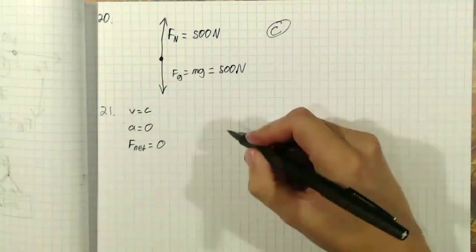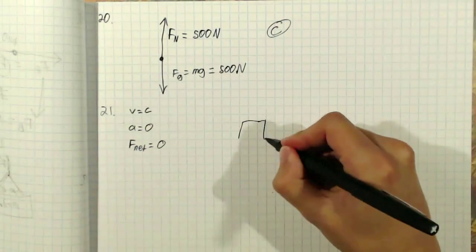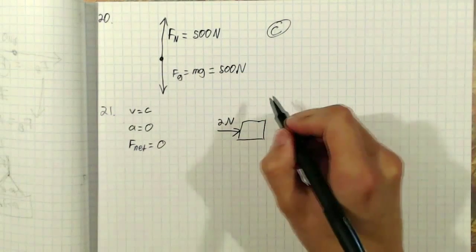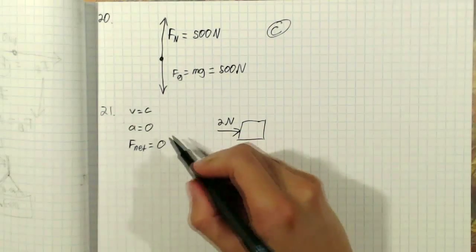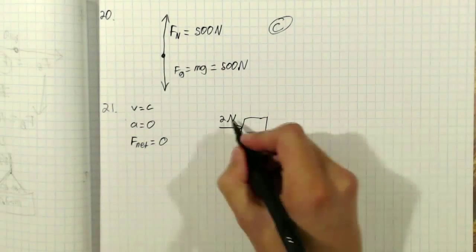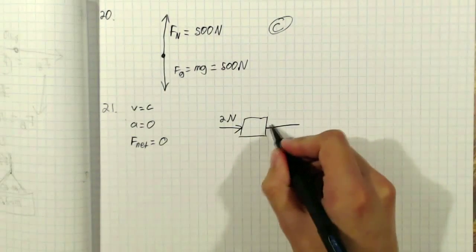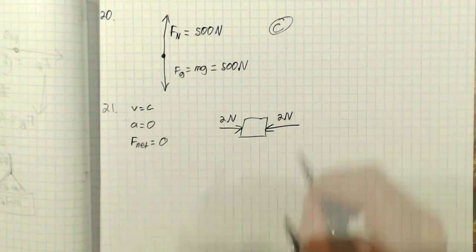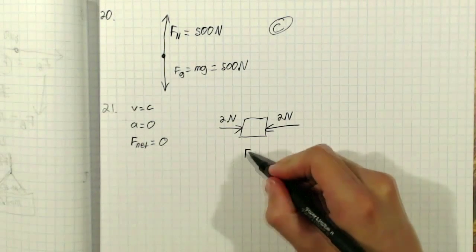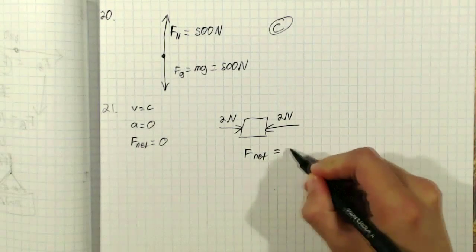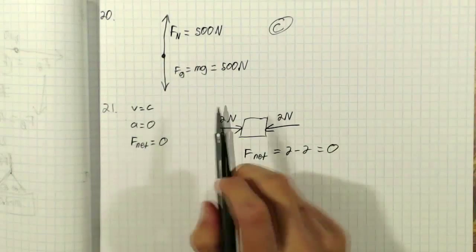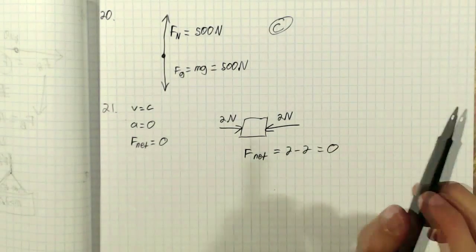Because if you have an object, let's look at A, with 2 newtons of force acting on it, and it's moving at a constant velocity, meaning its net force is 0, that means you have to have another force acting on it that's going to counteract this force. So you have to have another force acting in the opposite direction that's also 2 newtons. And when you add these together, you get a net force of 2 minus 2, which equals 0, which means it's either not moving at all or moving at a constant velocity.